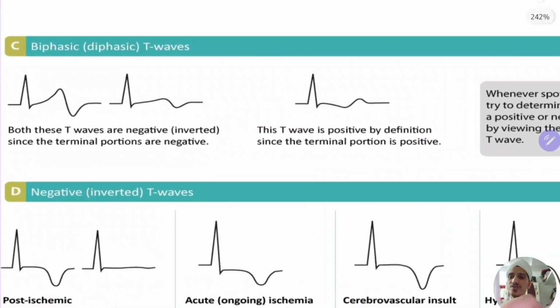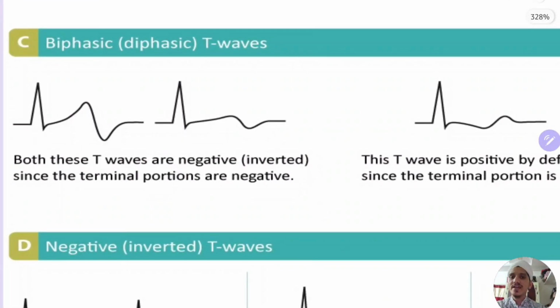And this also you should remember: sometimes you will get biphasic T waves, sometimes like this. A positive part and a negative part. Both these T waves are negative, inverted, since the terminal portions are negative. Whenever you get a biphasic T wave, how will you say whether it is a positive or negative T wave? By seeing the terminal portion of the T wave. If the terminal portion is positive, then the T wave is said to be positive. If the terminal portion is negative, then the T wave is said to be negative. Here, both are biphasic, but the terminal portions are negative. That's why both the T waves are negative here.